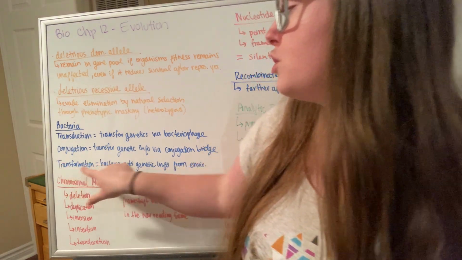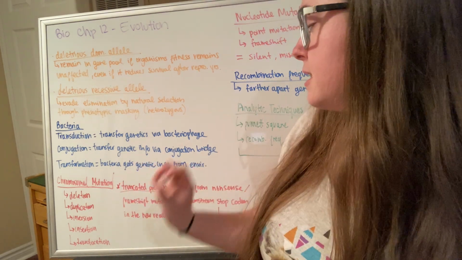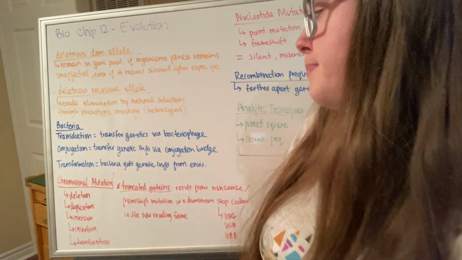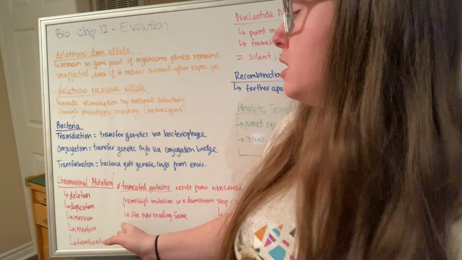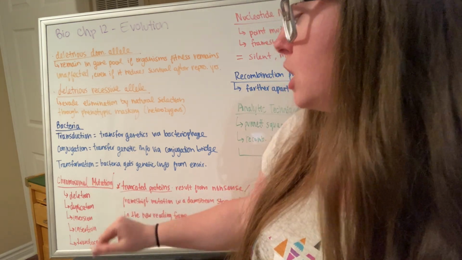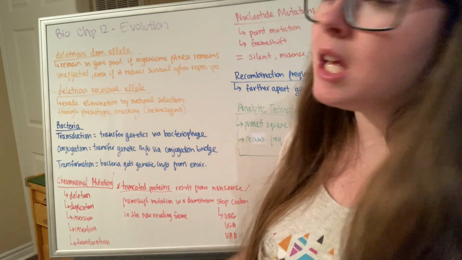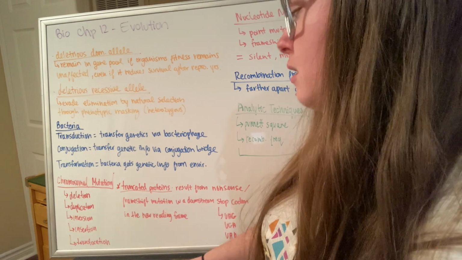Then we have transformation, which is when bacteria get genetic information from their environment. So that is transformation. Next, we're going to look at chromosomal mutations. So we have deletion, duplication, inversion, insertion, and translocation. Most of those are self-explanatory, so I'm not really going to go into detail.